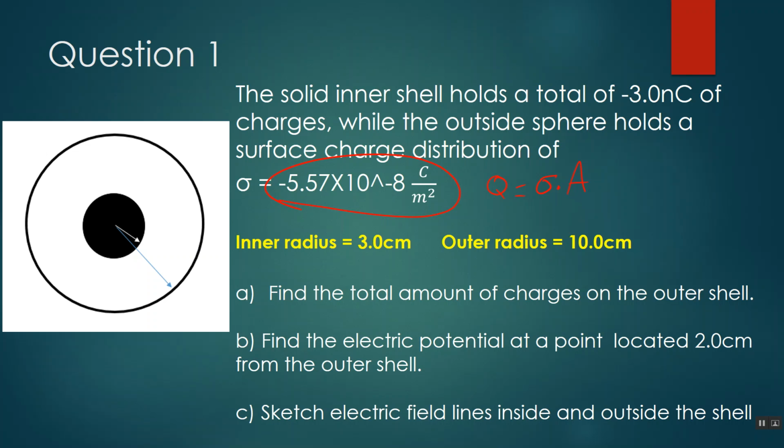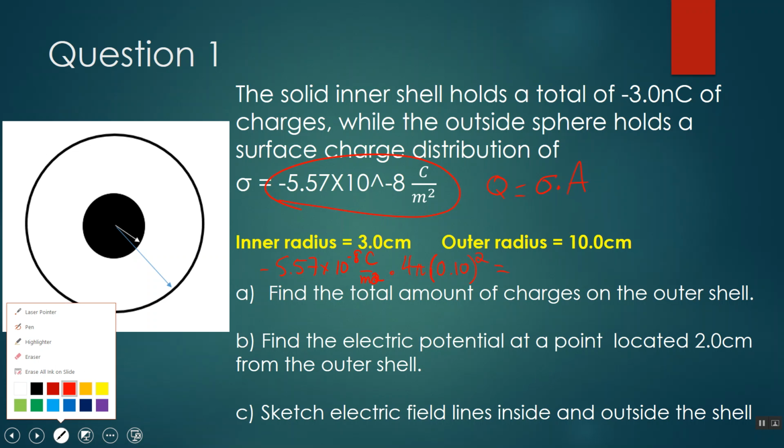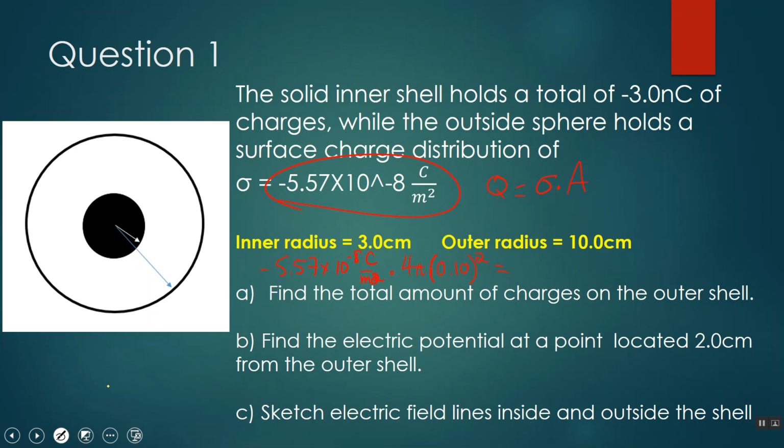So if I were to do it now, it would be -5.57 times 10 to the -8 coulombs per meter squared, multiplied by the area. What's the area of a sphere? 4 pi r squared. I'm going to change color so you guys can see better. Can someone give me an answer for that?